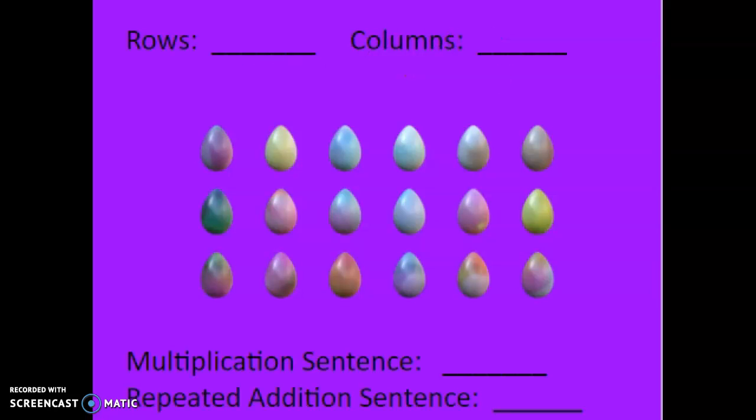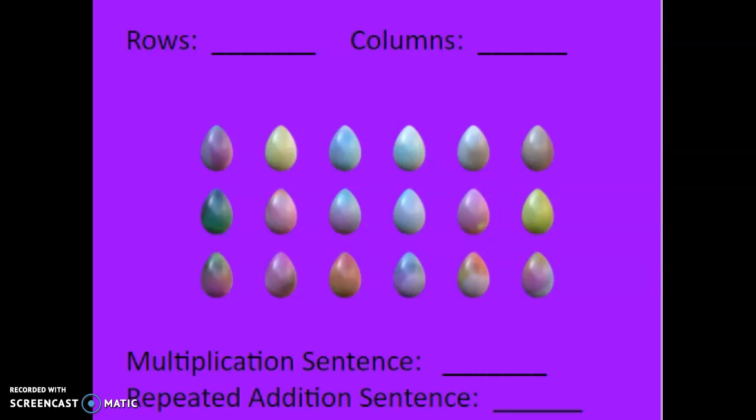And some of the things that I want you to think about is rows and columns, because now that we're talking about arrays, we're thinking of how many rows, how many columns. Just like when we were talking about groups of equal items last week, we were talking about how many groups and how many in each group. So this time we're going to be thinking of rows and columns when we're thinking of an array.